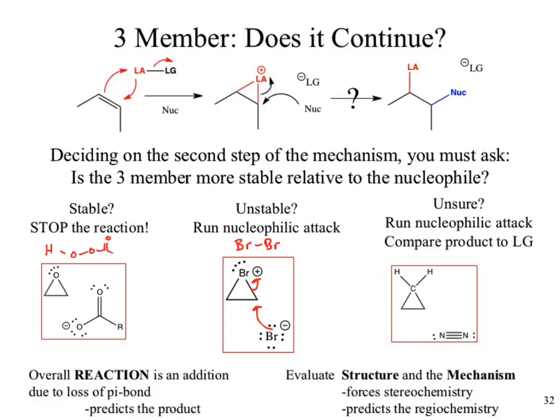What happens if it attacked? What would we get? What would the result be? A negative carbon, good. And positive nitrogen. Did we make our structure more or less stable by doing the attack? Less stable. A lot less stable. What does that mean? Don't do it. Stop it at the three-membered ring.